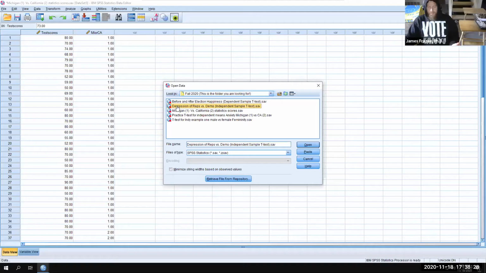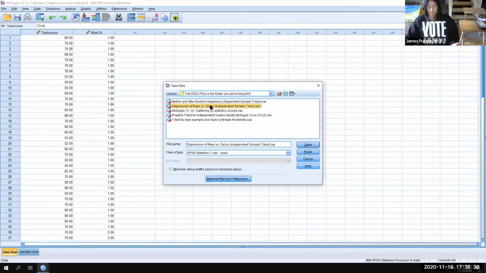And the question is, are Republicans and Democrats different in their levels of depression? I recorded this after the election, so we know Biden is winning and Trump is losing. Is there a difference in depression levels based on political party affiliation? So I've measured a whole bunch of Democrats and a whole bunch of Republicans, and I asked them their depression levels. Actually, I didn't show you the data yet, but it's this data here.